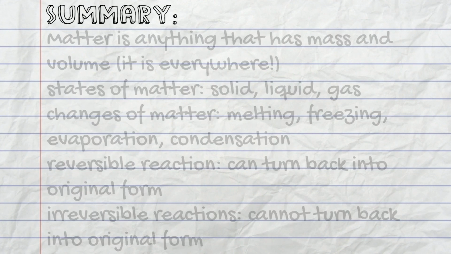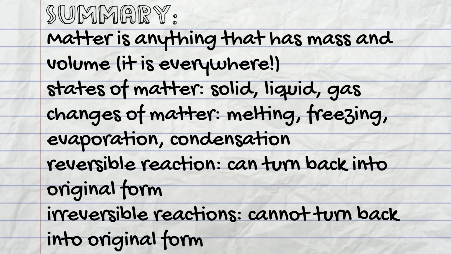So, what have we learned today? We learned that matter is everywhere and is something that has mass and volume. There are 3 states of matter, which are solids, liquids, and gases, and there are 4 changes of matter, which are melting, freezing, evaporation, and condensation. There are also reversible and irreversible changes in a chemical reaction. Reversible reactions can turn back into an original form, but irreversible reactions cannot.